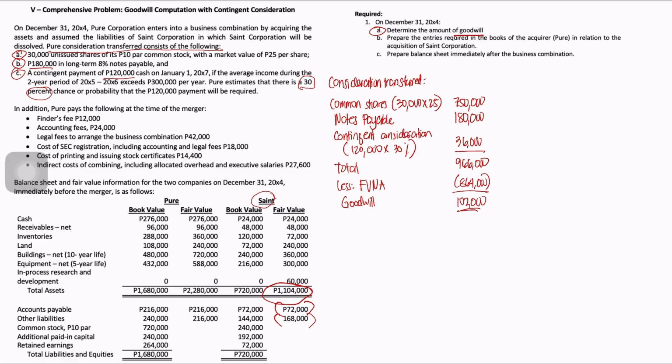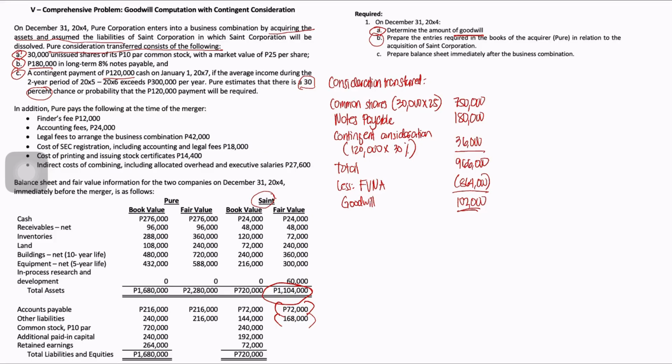The next requirement is to prepare the journal entries in the books of the acquirer, which is Pure, in relation to the acquisition of Saint Corporation. This acquisition is an acquisition of net assets. Therefore, we debit all assets acquired, credit all liabilities assumed, credit as well the consideration transferred, and the balancing figure is goodwill.